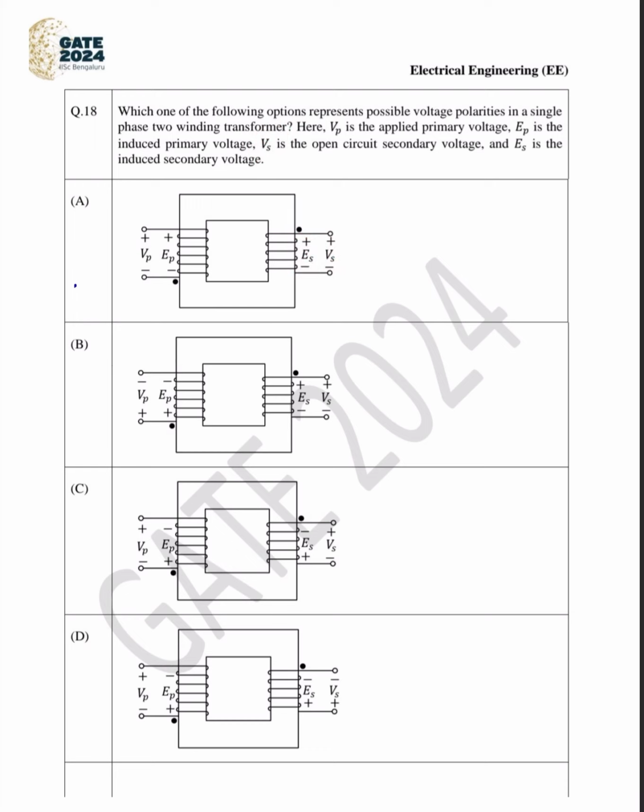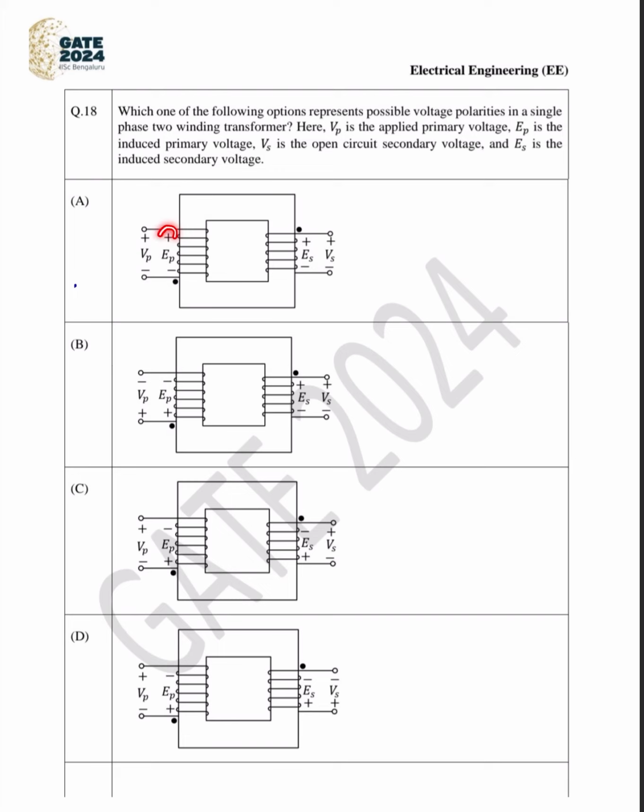See, keep this aside. You must here now, which of the following option represents possible voltage polarities in a single phase? Voltage polarities. See, whenever you, what voltage polarity here we represent in two ways. One positive and the other is dot convention. Dot convention and positive and negative.